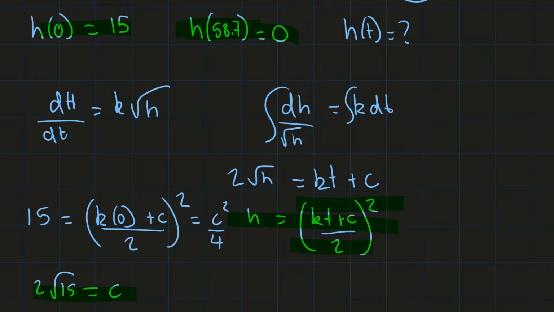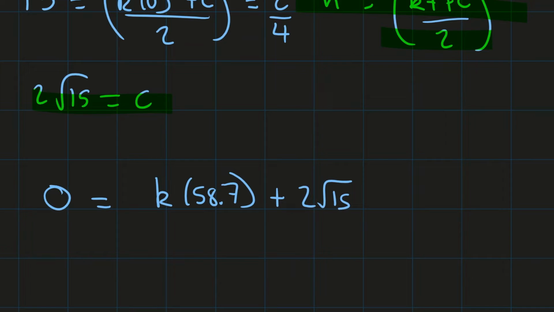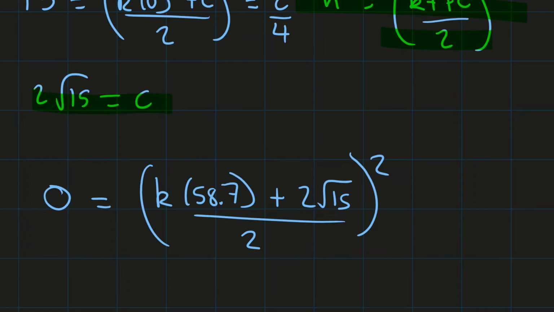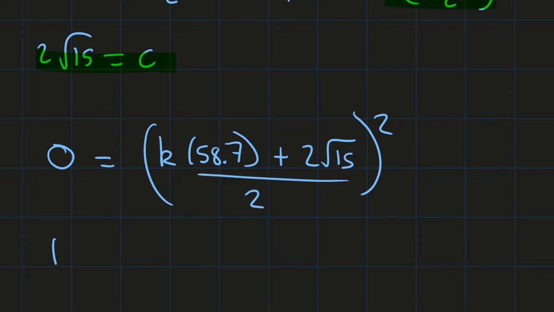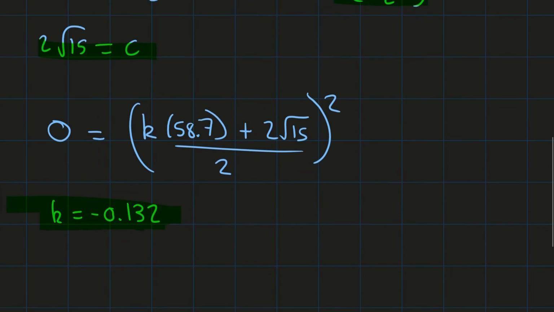So, using our calculations here, we can use our second data point, which we know is 0 at 58.7, to be able to find k. All we have to do is plug in 0 here, and we do equals k times t, so 58.7, plus c, which is 2 root 15, all over 2 squared. Using a simple numerical solver on a calculator, we can find that k is going to be equal to negative 0.1319, or negative 0.132.